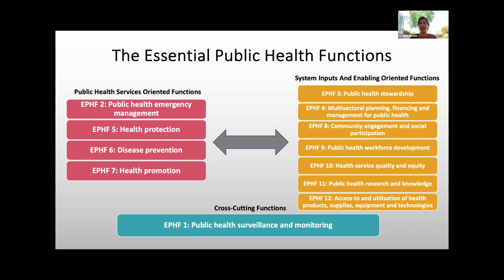On the right-hand side in yellow, you can see the system inputs and enabling functions that very much approximate, again, our health systems framework. So looking at things such as stewardship, planning and financing, community engagement, workforce development, health service quality, public health research and knowledge, and access to technologies and products. So these encapsulate the 12 essential public health functions and their associated subfunctions.